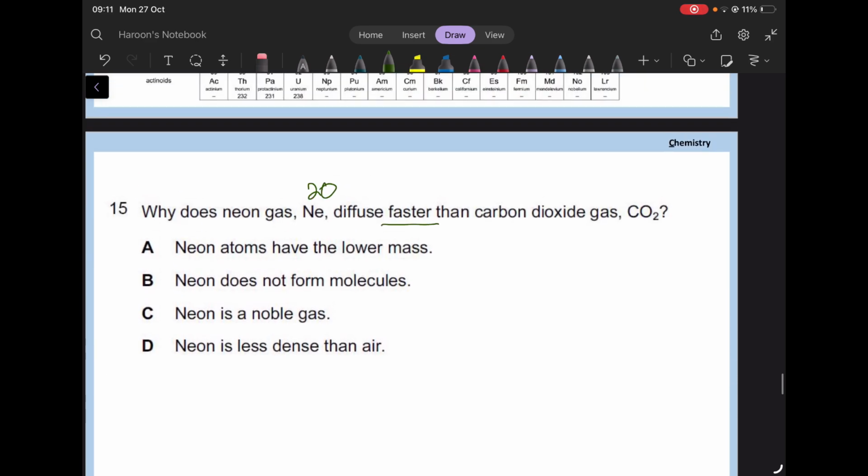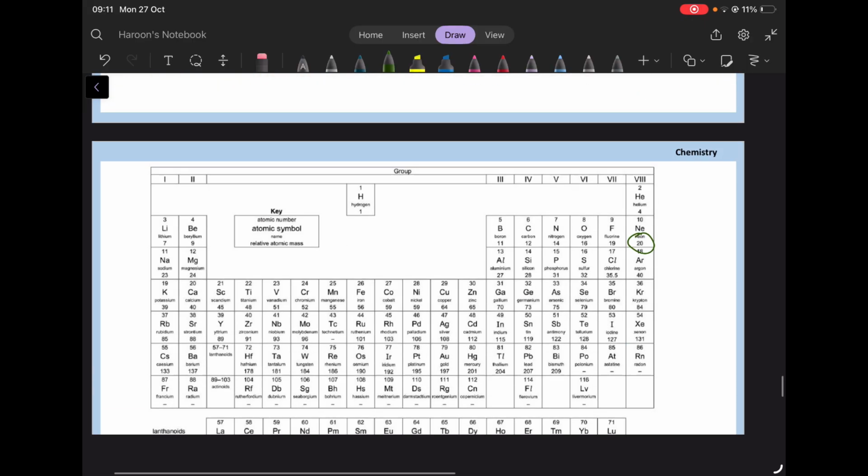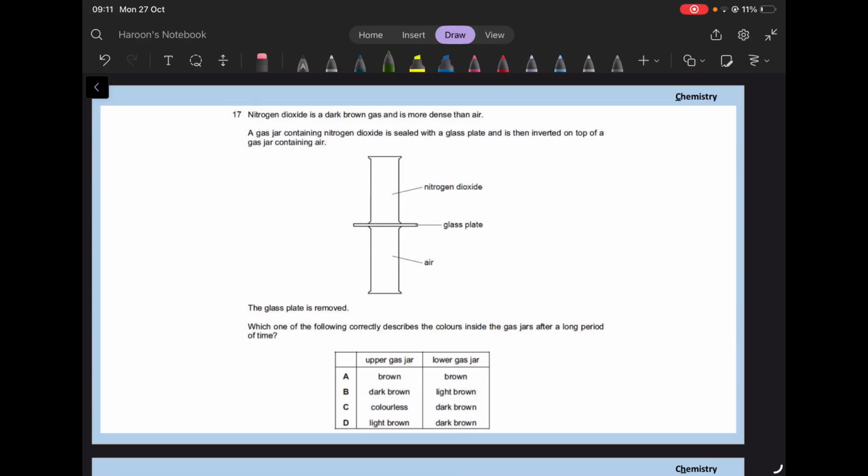Meanwhile, carbon dioxide, which we have calculated numerous times, would have 44. So this has a lower molecular mass. So neon atoms have lower mass. That is why they diffuse faster. A is the answer.